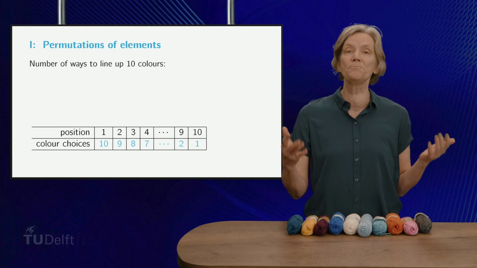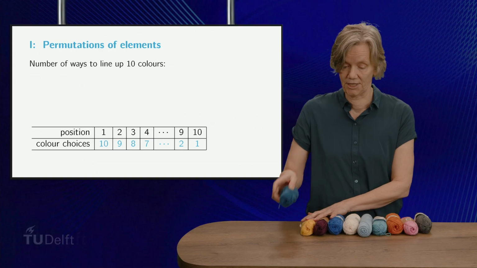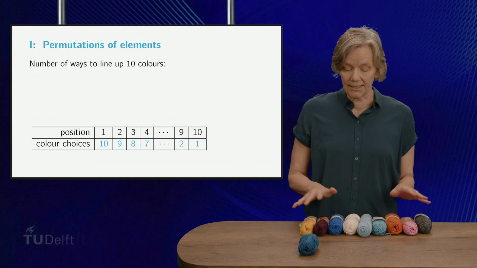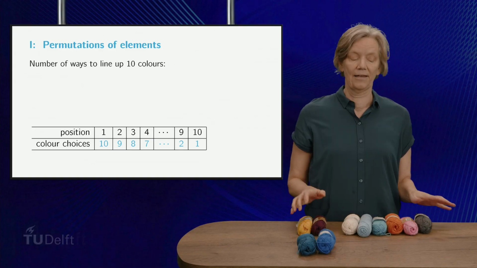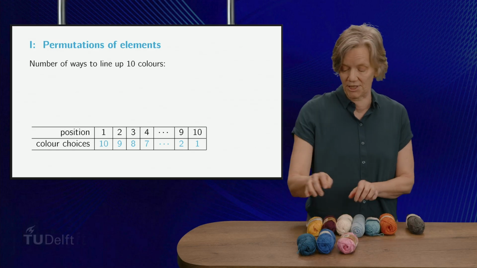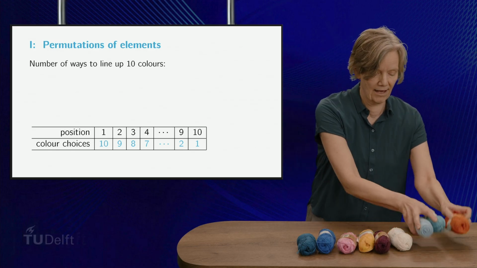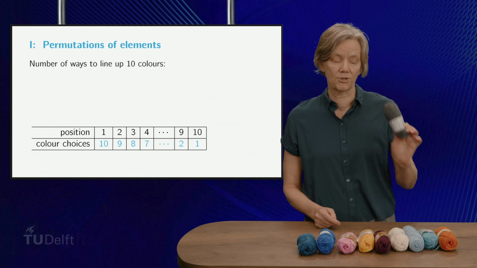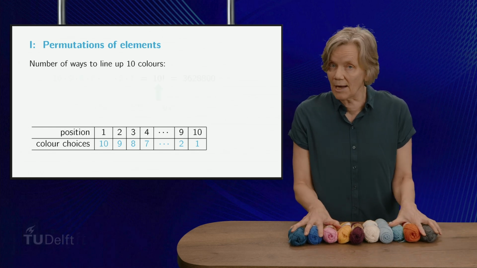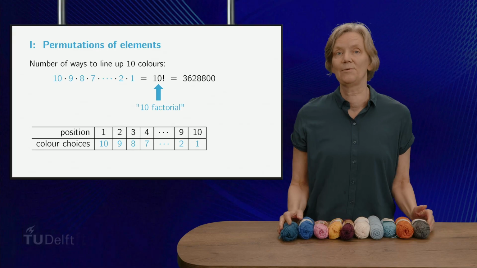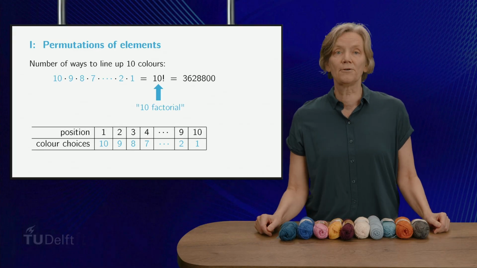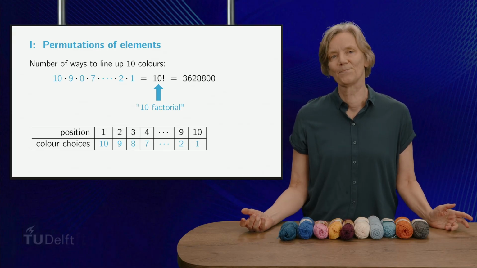For the color in the first position, I have 10 choices. For the second, 9 choices. And for the third, I've got 8 choices, etc. And for the last one, I have just 1 choice left. So the number of permutations of the 10 elements is a factorial of 10, more than 3 million.